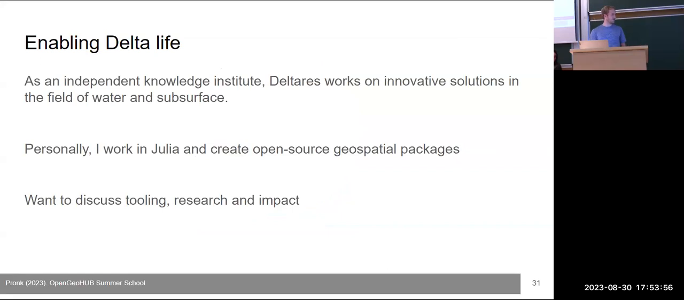So like was introduced, I work at Deltares, and Deltares has many fancy mottos that I fully share, like enabling Delta life. So it really tries to make sure that we can actually live in the Delta. I come from the Netherlands, mostly below sea level. So checking out how we could live in such deltas and keep it safe in the future is a really good thing. So it's an independent knowledge institute. We do a lot of research and we try to make the world a better place, a livable place. Personally, I work in the Julia language, but I also do Python and many other things. I make open source geospatial packages.